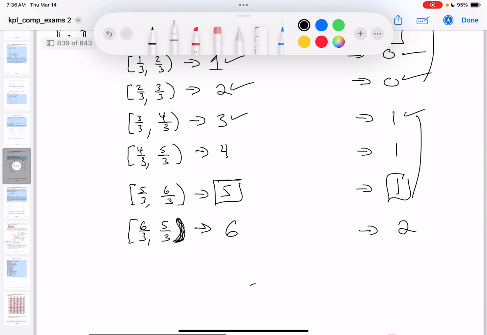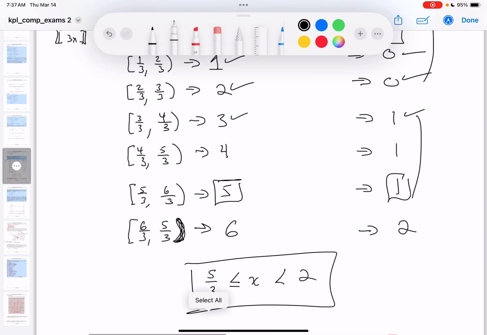So what's the solution for this over here? X is going to be between 5/3 and 6/3. Let me make it look neater. So X goes from 5/3 up to 6/3. What's 6/3 though? Which is 2, right? That's an infinite number of solutions, by the way, and that's what they're asking for. That's what you're going to give them.